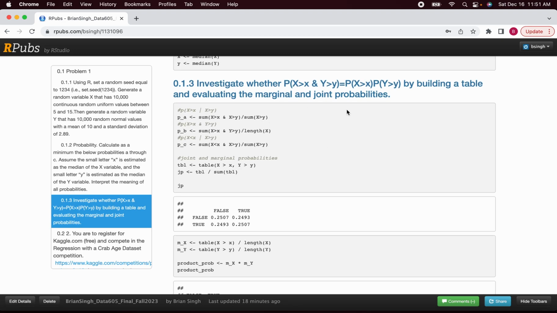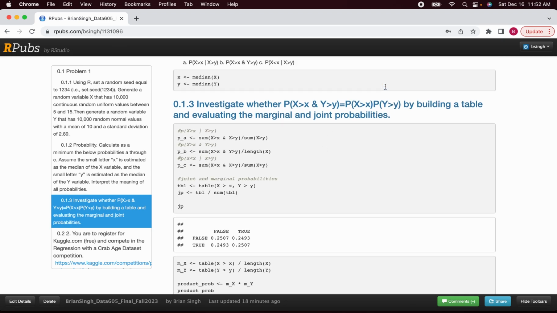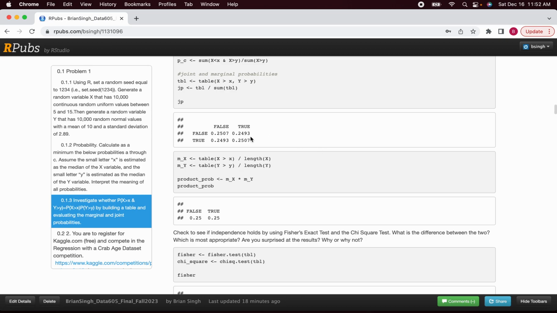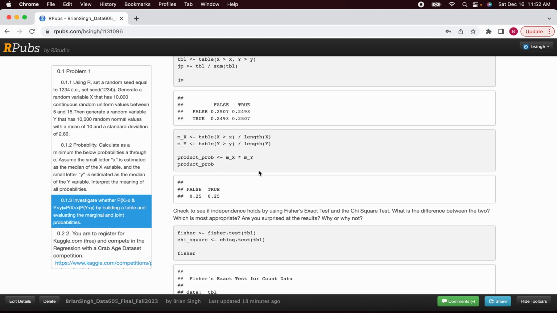And after running the three probabilities that are asked of us, we check whether the joint and marginal probabilities are the same by building a table and evaluating. In doing so, we can see the actual joint and marginal probabilities are more or less the same, with 25% probabilities of each of the true positives and true negatives within A through C. And then running the product of those, you can see again you get almost exactly the same values.